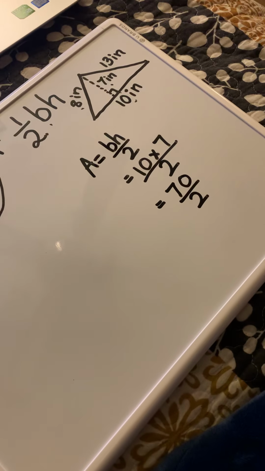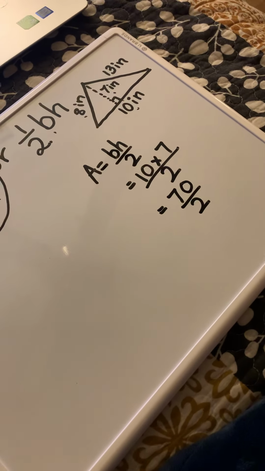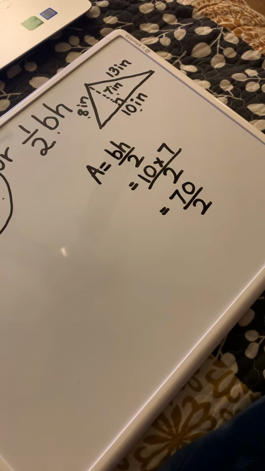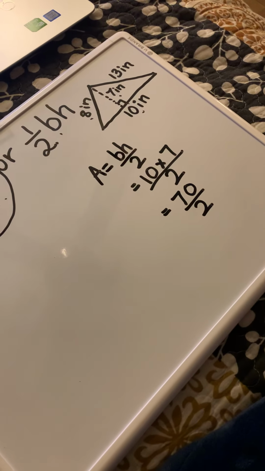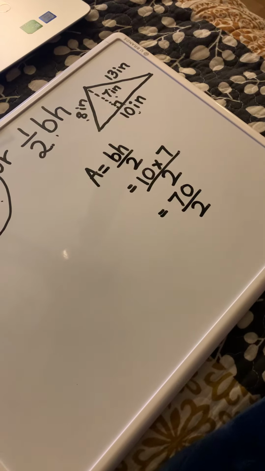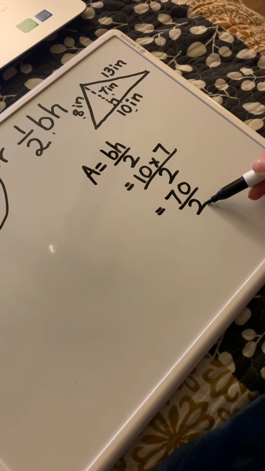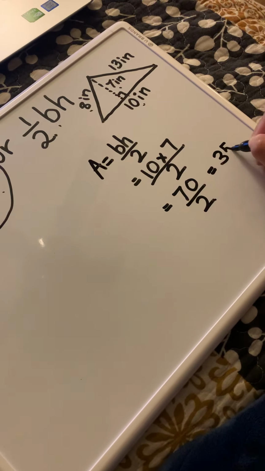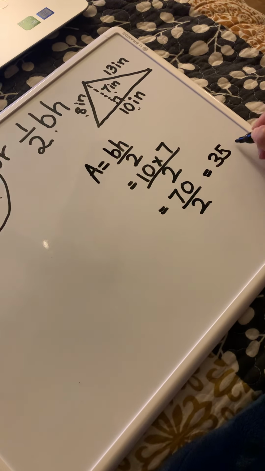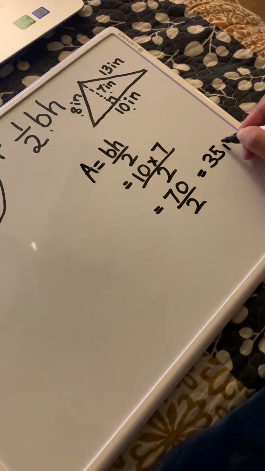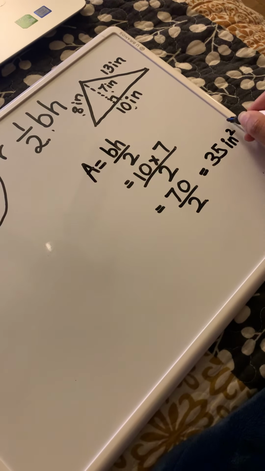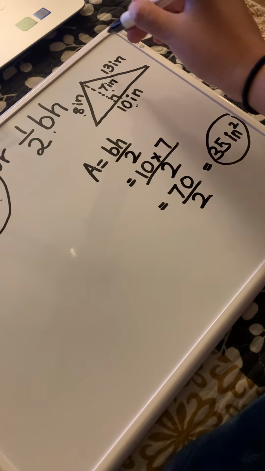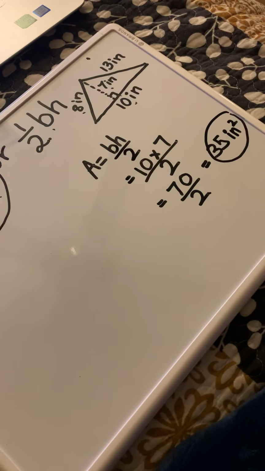Many of you might have gotten used to finding the areas of parallelograms, which is base times height, and you might stop your problem there with triangles also. Keep in mind, you have to divide by 2. 70 divided by 2 is 35. Please make sure to include your labels, your units. In this case, it's square inches since we're talking about area. So that is your solution for this triangle, the area.